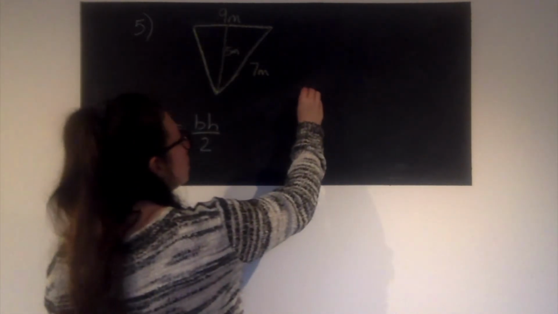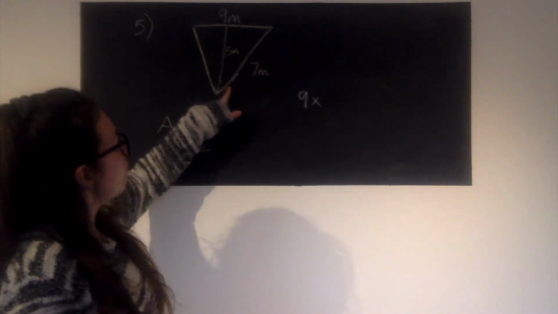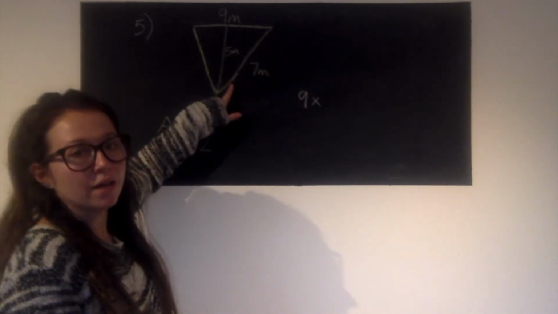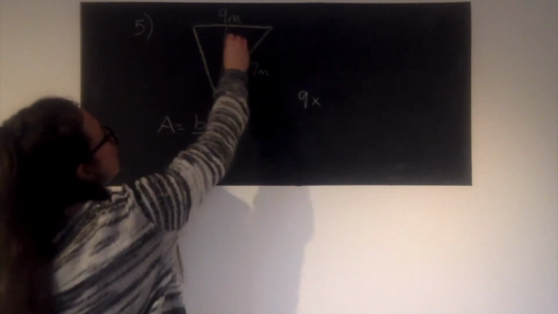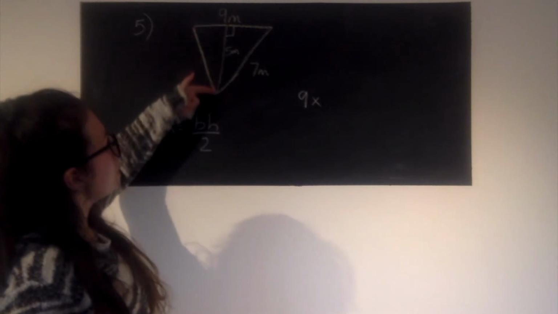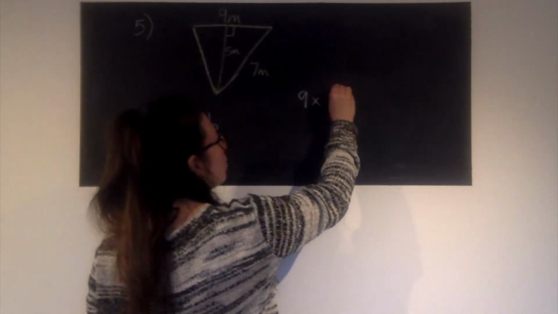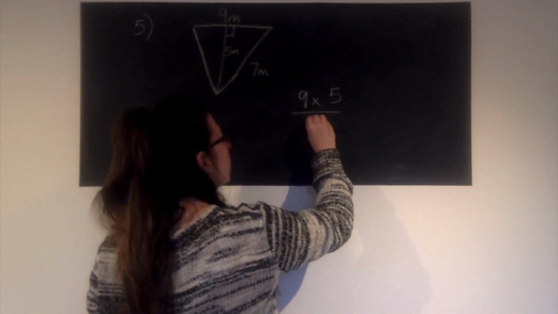So for this one, our base is here, 9 metres. And remember the 9 multiplied our height. Now be careful, it is not this side here. Our height must meet at a right angle, a perpendicular line, which we've been given here, which is 5 metres to the highest point of our triangle here. So 9 times by 5 divided by 2.